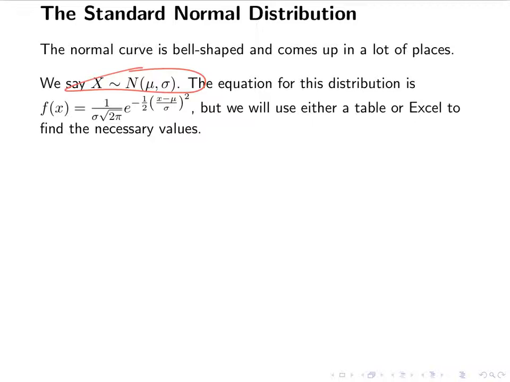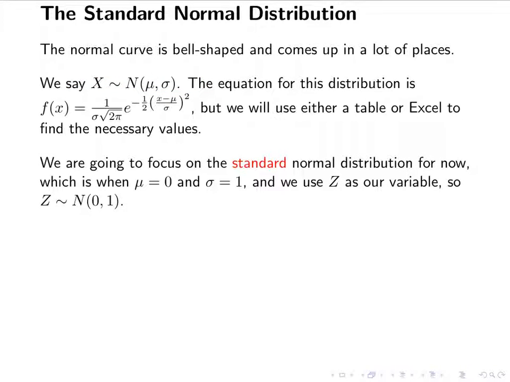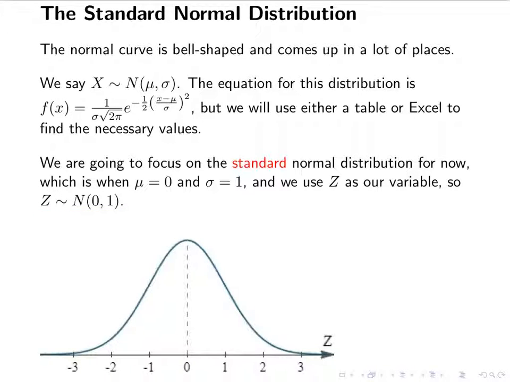For right now, we're going to focus on the standard normal distribution, which is when mu is 0 and sigma is 1. Typically, we'll use the variable z when we're talking about the standard normal curve. So we have that z is normally distributed with mean 0 and standard deviation 1. And here's a picture of what that looks like. So again, it's a bell curve. The picture looks like a bell. And then the middle is the 0. So that is the mean, it is the median, it is also the mode. That's the nice thing about normally distributed variables. Mu is also the median and the mode.